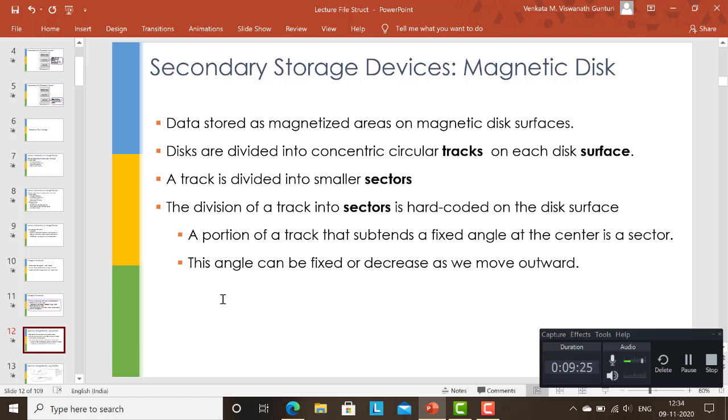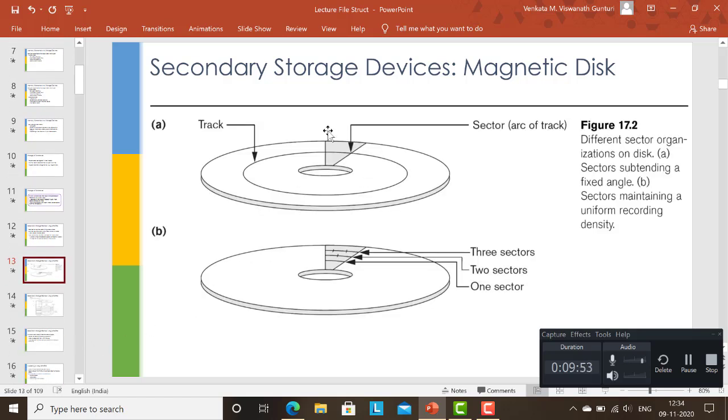Okay, so now getting into the details of a magnetic disk. A magnetic disk has several surfaces, and on each surface you have something called tracks, and tracks are divided into sectors, right? Sectors are pretty much hard coded on a disk surface. Let me just go to the image. Yeah, so this is a surface, and then you have a track, and each track is divided into sectors.